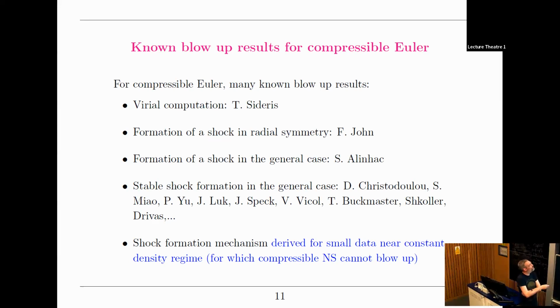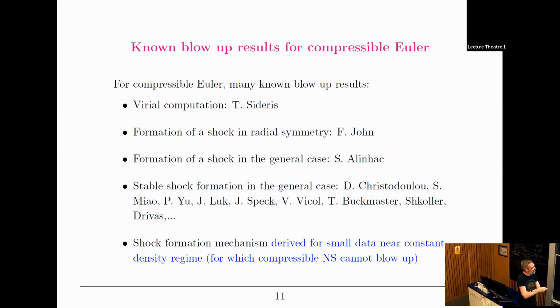Okay, so for compressible Euler, again, you have a variational computation. There is the result of Sideris that tells you that in fact there are lots of solutions blowing up. But then we know much more. In fact, there are lots of refined results. The first thing that was achieved is shock formation in radial symmetry. I think this is due to Fritz John. And formation of shock in the general case is due to Serge Alinhac.